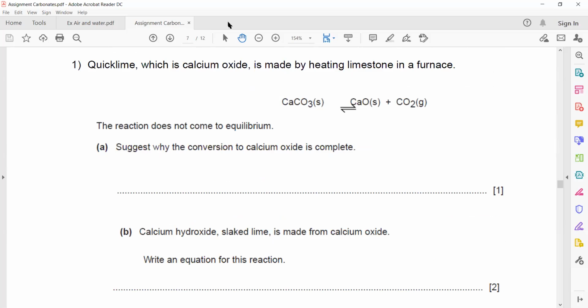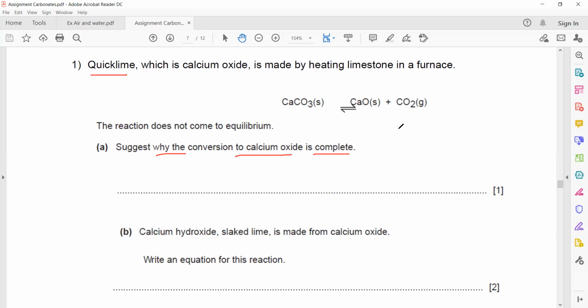In this question, quicklime, or lime, which is calcium oxide, is made by heating limestone in a furnace. The reaction does not come to equilibrium. Equilibrium means the reactants form a product and the product forms the reactants back, but it is not coming to equilibrium. Suggest why the conversion to calcium oxide is complete. So why does it form completely? Why does it not form calcium carbonate back?